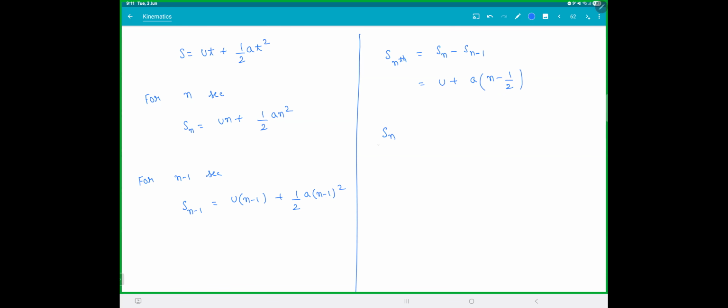So if you're asking for n seconds by nth second, divide them. So you'll get un plus half an square over u plus a by n minus half. The reason I don't like to remember this is because I can ask a question like this: find the distance traveled in the 7th half second.